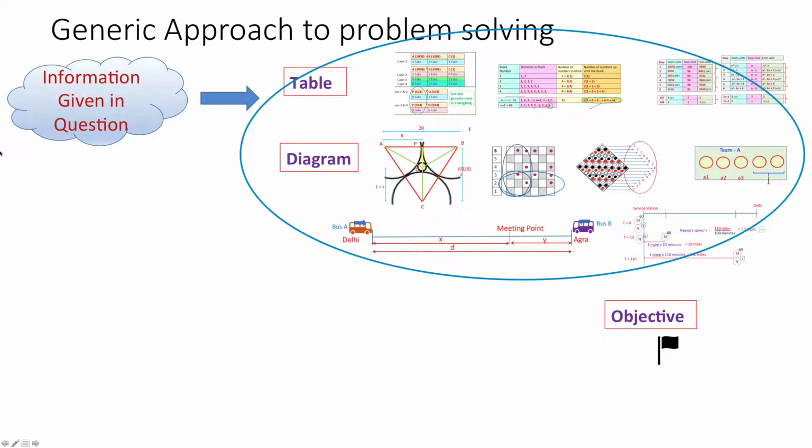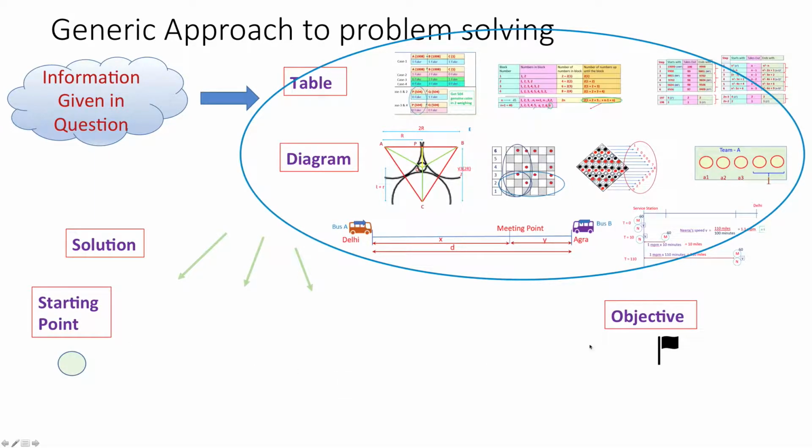So now from the clouded information, we have identified the objective, we have translated it into a diagram. The very moment we converted it into a diagram, it threw some insight which is helpful. And so now we'll start using the insight that we have obtained in our solution journey from our starting point to the objective.